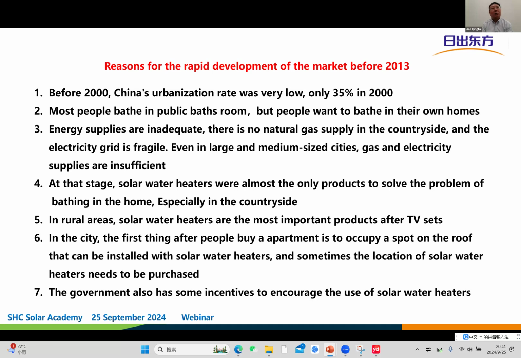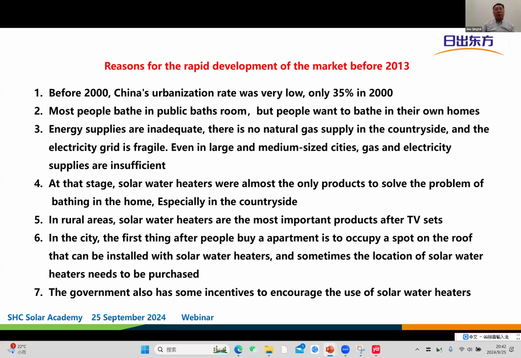And during that time, most people bathed in public bathrooms, but people wanted to bathe in their own house. So energy supply was also inadequate. There is no natural gas supply in the countryside, and the electricity grid is also very weak. Even in large and medium-sized cities, the gas and electricity supply are insufficient.